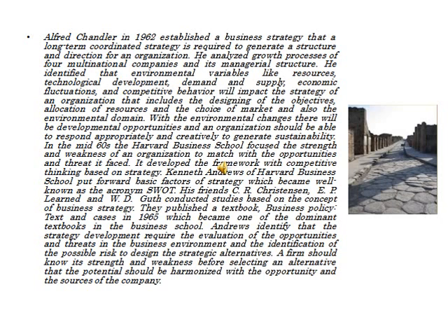In the mid-60s the Harvard Business School focused on the strengths and weaknesses of an organization to match with the opportunities and threats it faced. It developed the framework with competitive thinking based on strategy. Kenneth Andrews of Harvard Business School put forward basic factors of strategy which became well known as the acronym SWOT.